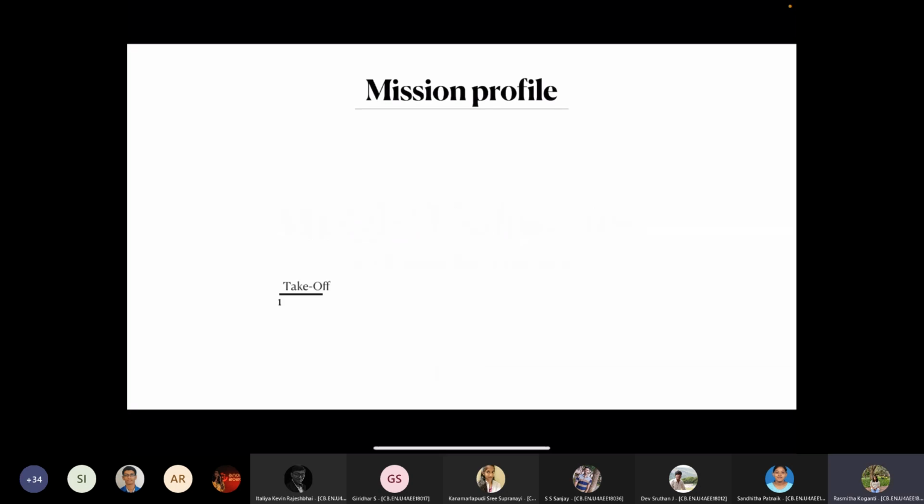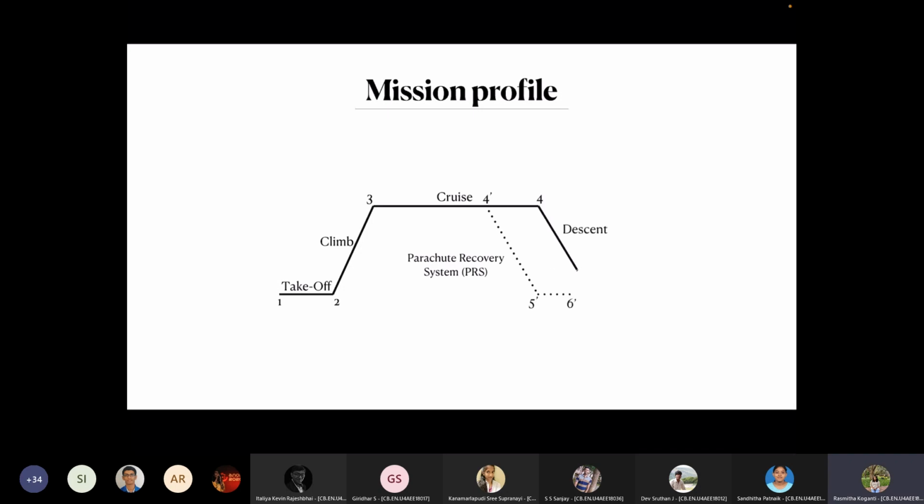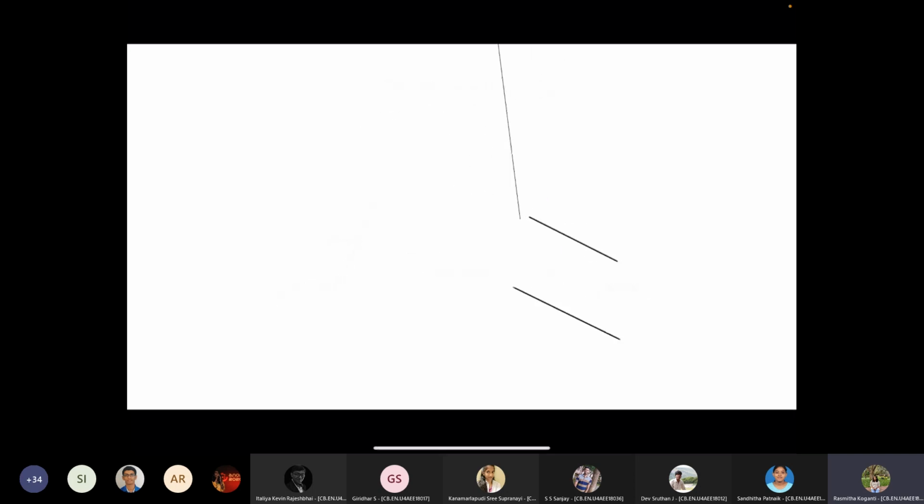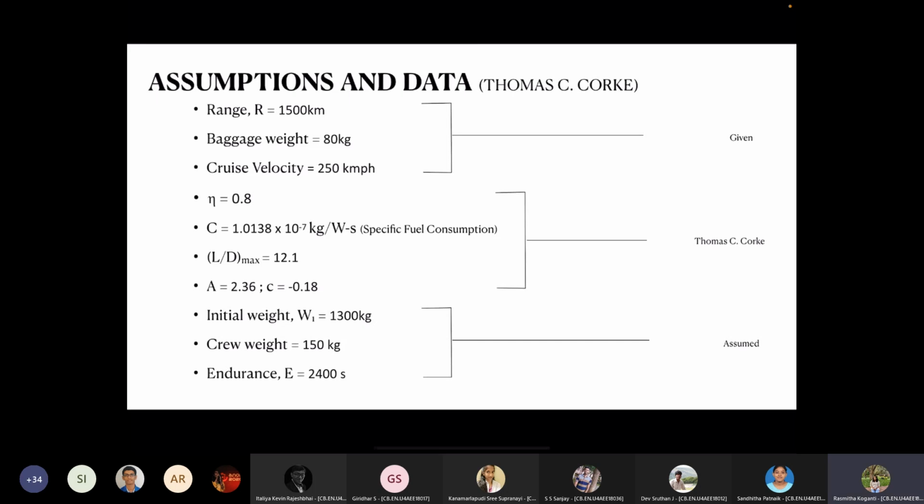This is our mission profile. In this, we've included a mission profile with a parachute recovery system, which will be explained in detail later by Adarsh. And going to the calculations. The range, baggage weight, and cruise velocity were given by Sir. The efficiency, specific fuel consumption, L by D max, A and C were taken from the book by Thomas E. Clark, and the initial weight, crew weight, and endurance were assumed by us. Initial weight of 1300 kg, crew weight of 150 kg, and endurance of 40 minutes, that is 2400 seconds.